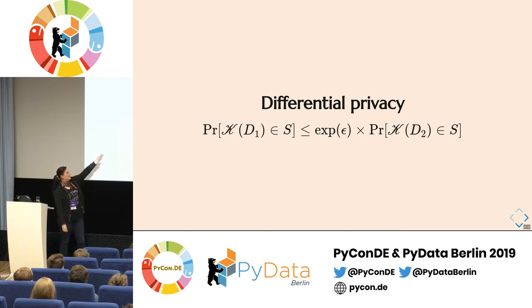Basically, the idea is that you've got 2 datasets. They are the same, except there is one more person in the second dataset than in the first one. And then you've got a query mechanism or another model, an algorithm, which is K, run on these datasets. And you get a probability distribution which is quite close, whether it has been trained only on D1, or it contains the additional individual in D2.